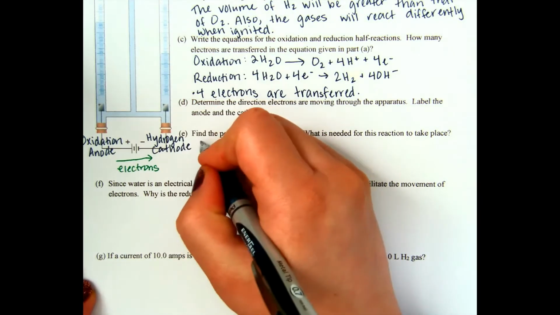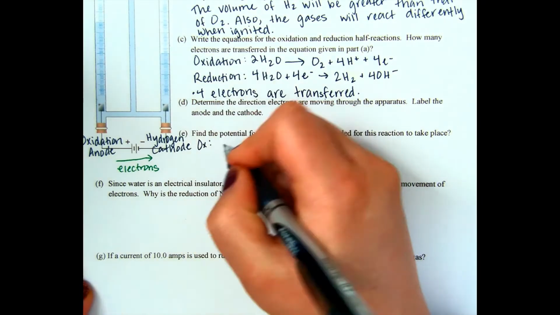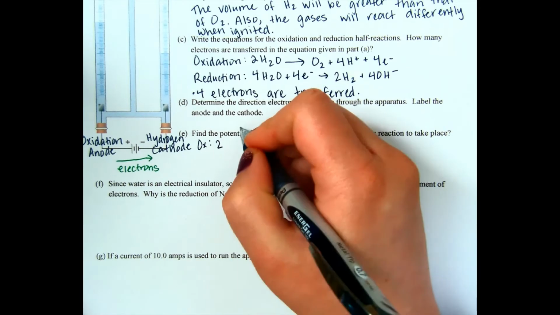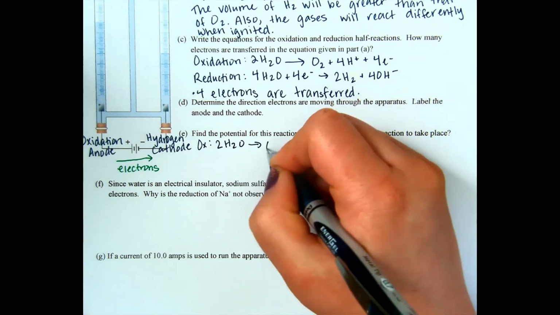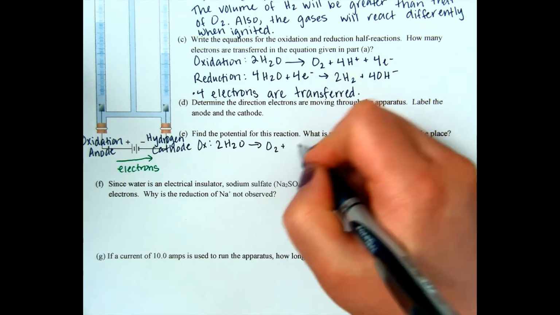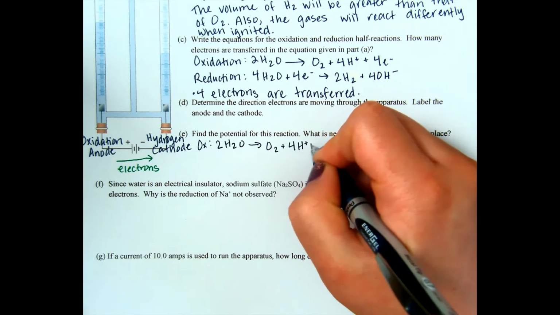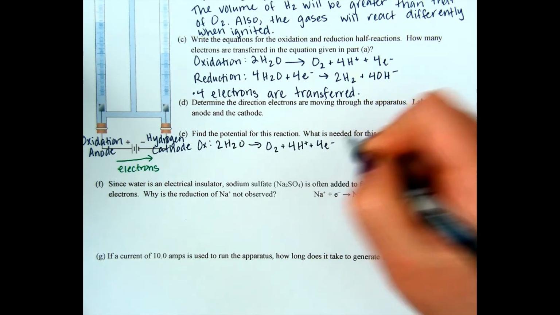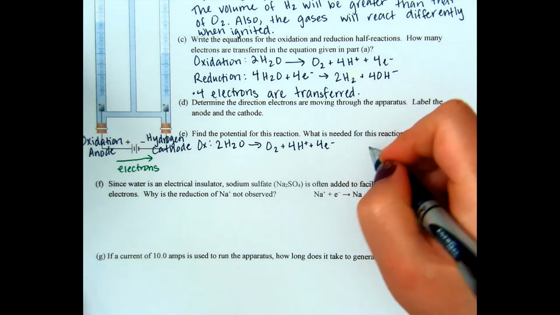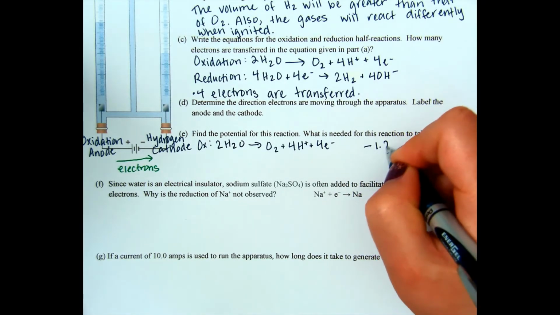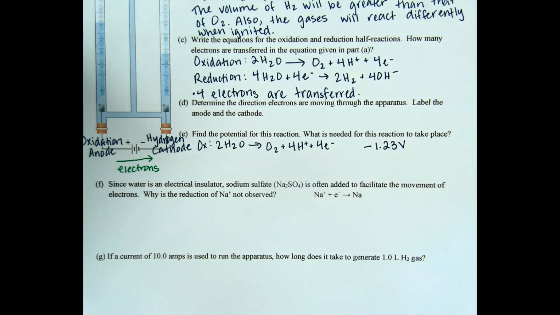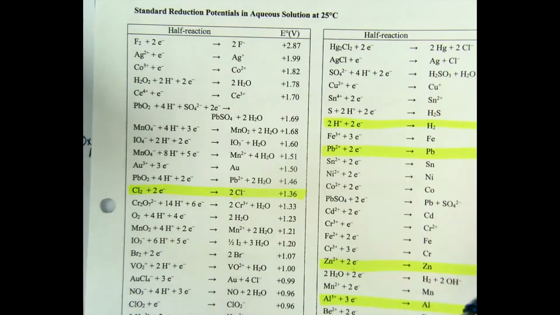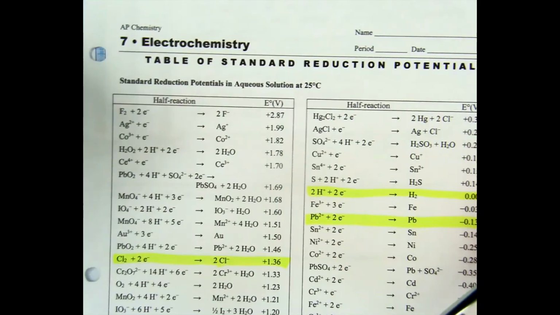All right, welcome back. So my oxidation half reaction was 2H2O yielding O2 plus 4H+ plus 4 electrons. And my voltage for that was negative 1.23 volts. And I got that from my table of standard reduction potentials, just like we've been using.